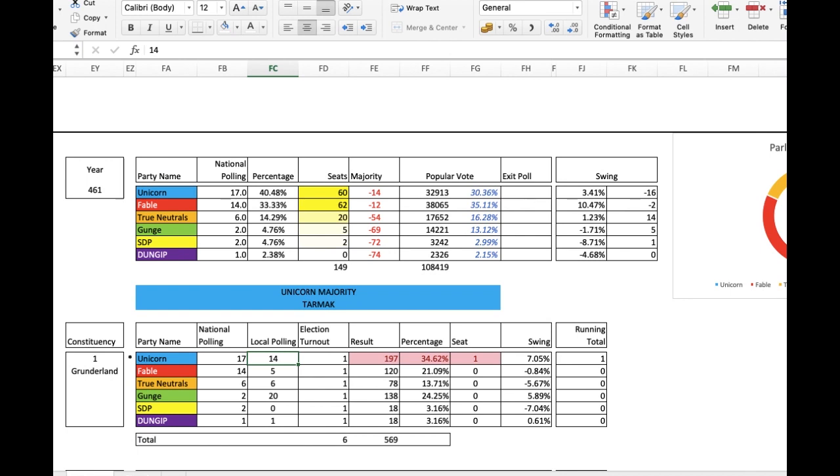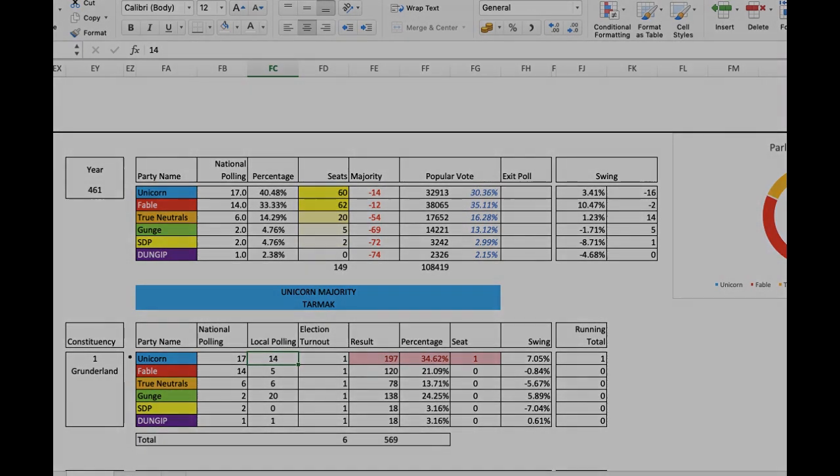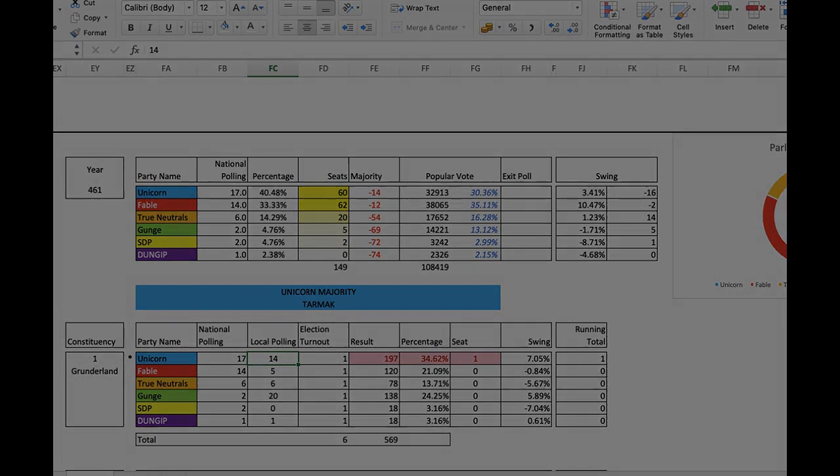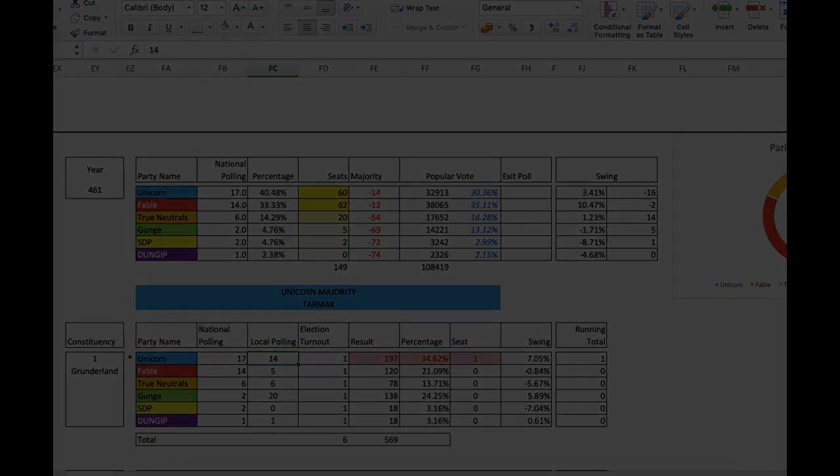But if you have a way of doing it, I am completely happy to see other people's ideas for election simulators using Dungeons and Dragons dice. But yeah, I hope you found that interesting, and I hope you look forward to joining us on the adventure as we try and swing the polls in some of these marginal constituencies.